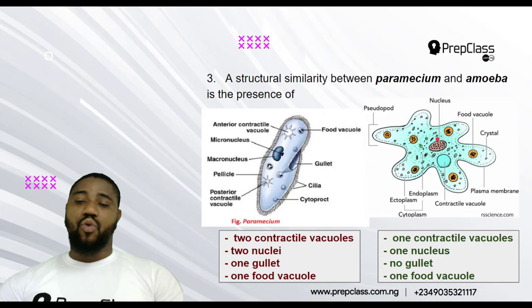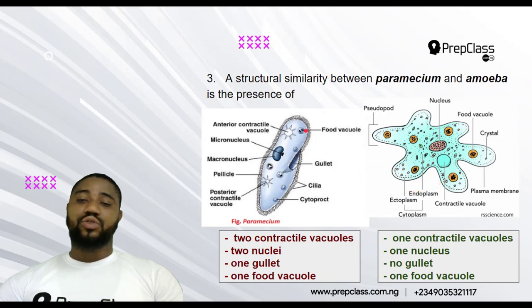2 nuclei, 1 nucleus. Paramecium has 2 contractile vacuoles, anterior and posterior contractile vacuoles, but amoeba has just 1 contractile vacuole. Paramecium has a gullet. It's much more advanced than the amoeba. It has an opening where food enters. But amoeba feeds by movement of its pseudopodia. Once the pseudopodia sees food, it extends towards the food and curves, called engulfment. And once that is done, a food vacuole is found in the center. So we've stated 3 differences: 2 contractile vacuoles, 1 contractile vacuole; 2 nuclei, 1 nucleus; 1 gullet, no gullet.